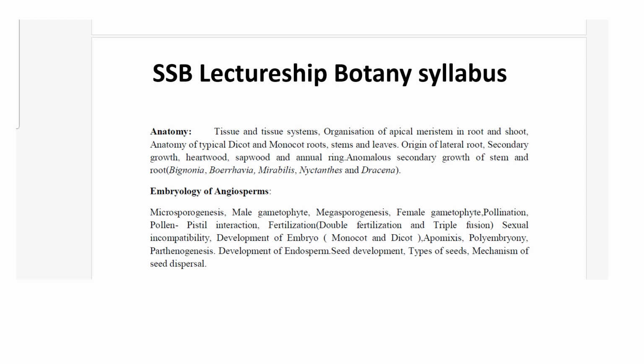Anomalous secondary growth of stem and root: Bignonia, Boerhavia mirabilis, Nyctanthes and Dracaena. So today I will discuss this part of your syllabus. Let's start.